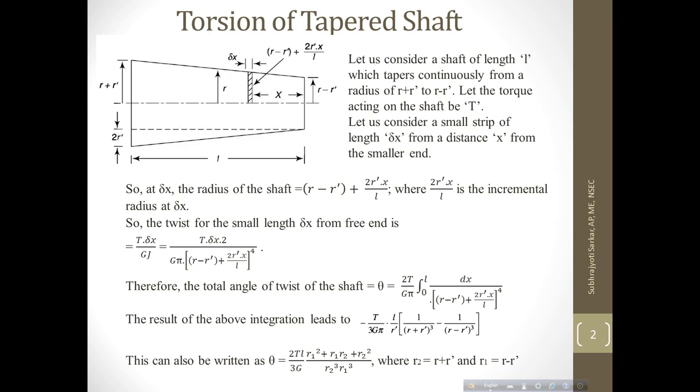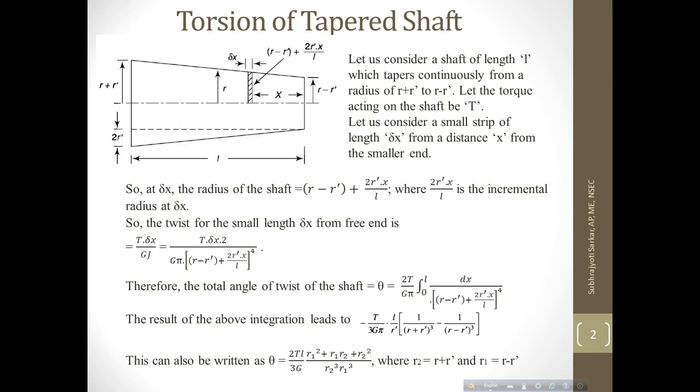So the above equation, this is in brackets, can be simplified into cubical terms. So theta can also be written as 2TL by 3G. The minus sign can be multiplied inside, so it becomes 1 by (r minus r dash) whole to the power 3 minus 1 by (r plus r dash) whole to the power 3.